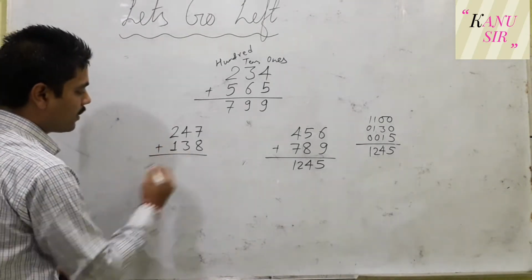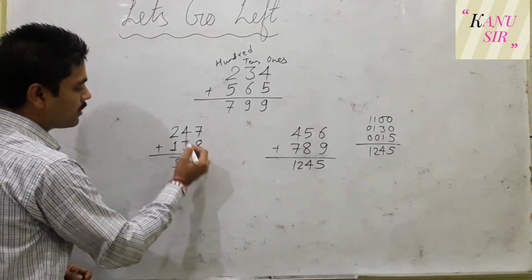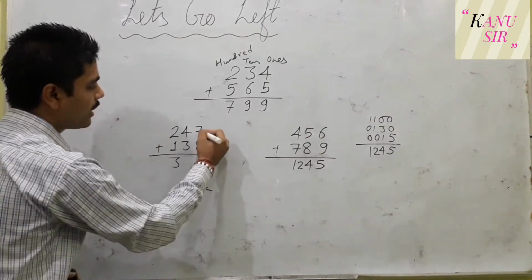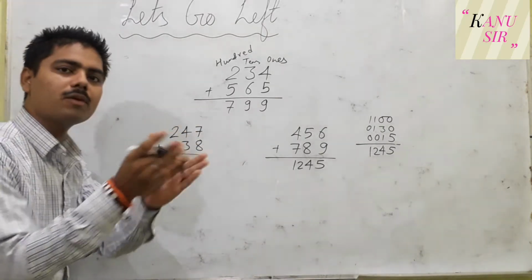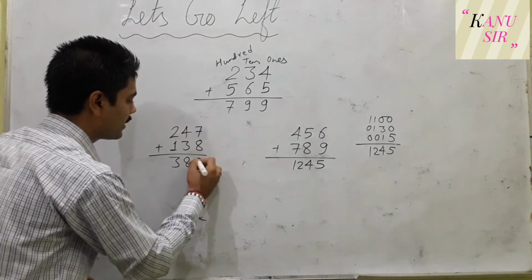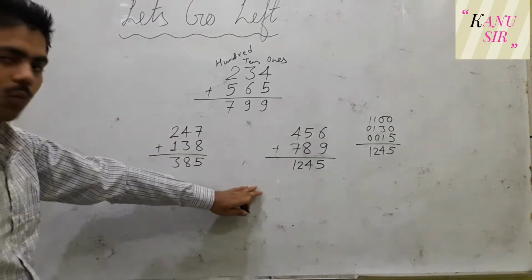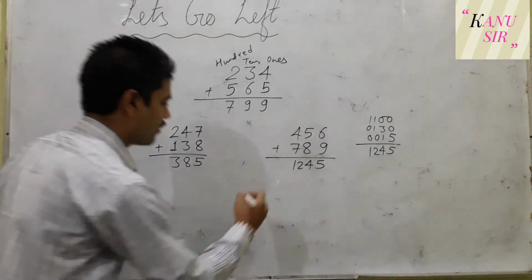200 plus 100 is 300. 40 plus 30 is 70, and 8 plus 7 is 15. 70 plus 15 is 85. Then we have written 85 here. So let us take one more example for 3-digit numbers.